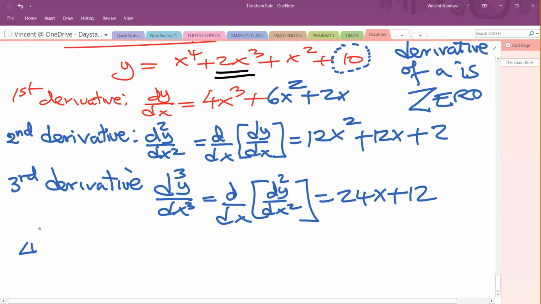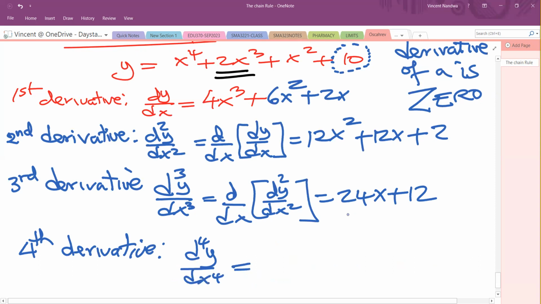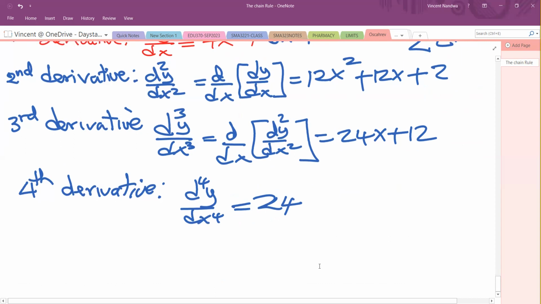Then fourth derivative means you differentiate the third derivative. So remember, when you get any of them wrong, then all the things that follow will be wrong answers. So you always have to be very careful, okay? So when you differentiate 24x, then 12, just 24, okay? So fifth derivative means you differentiate the fourth derivative.